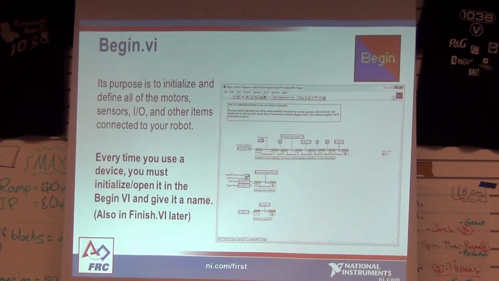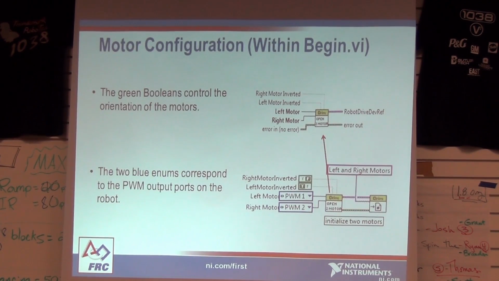Okay, the Begin VI, again, this is where you're going to initialize. So here they're showing, let's see, does this zoom in at all? Yeah. So this is how you would initialize your motors. This is saying, okay, I'm going to give it a name and I'm going to call it left and right motors. My right side is inverted. My left motor is working off of PWM number 1, and my right motor is working off of PWM number 2.